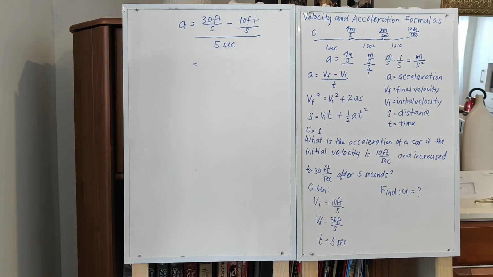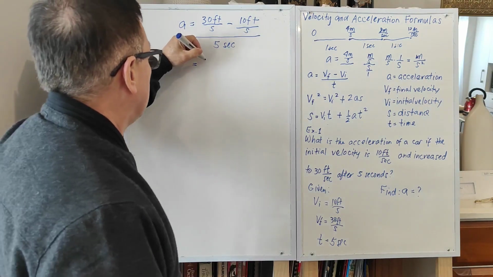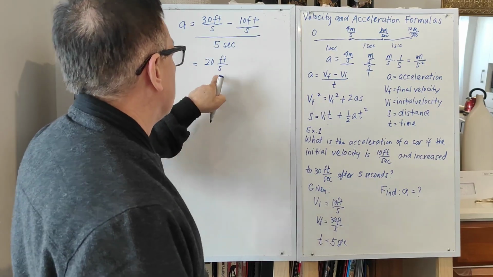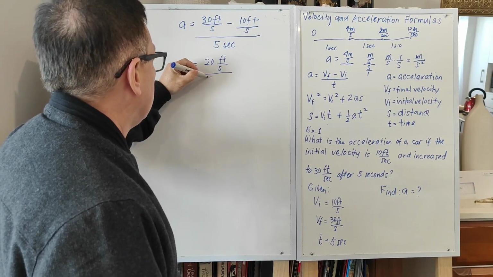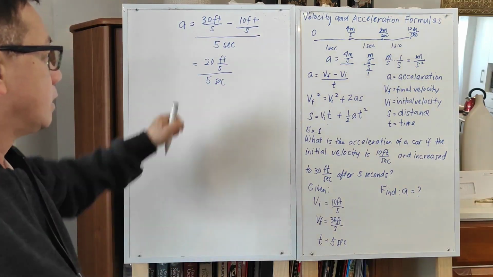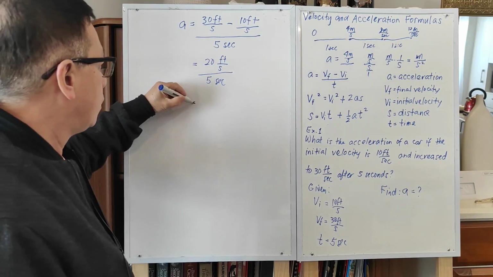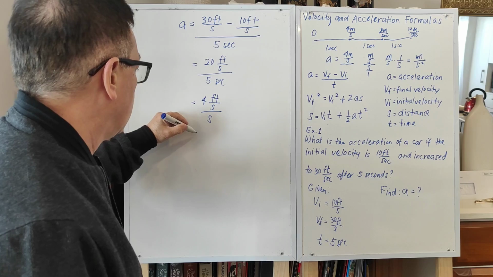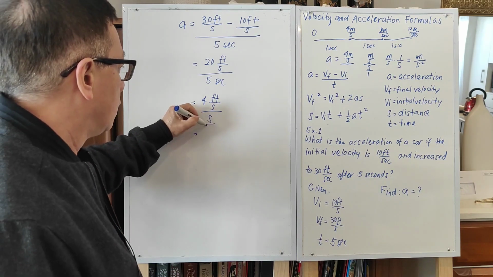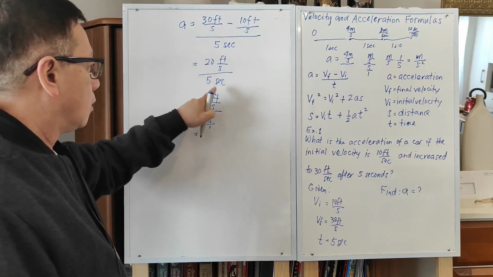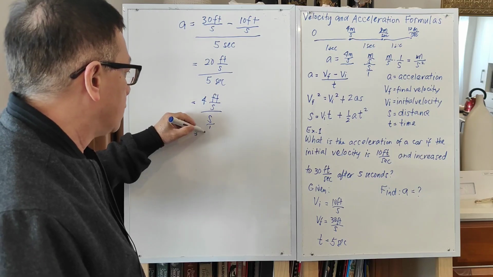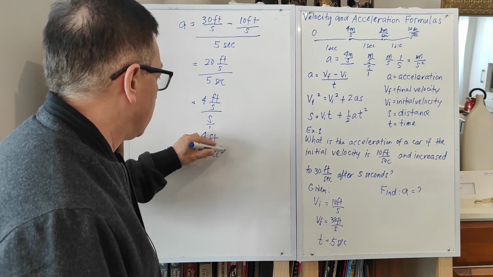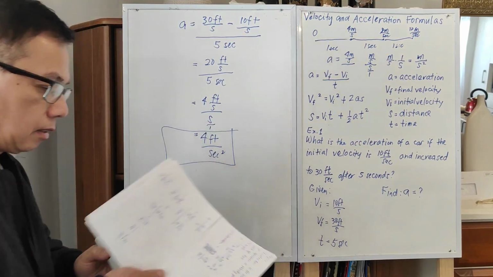So 30 minus 10 is 20 feet per second. They have the same units, so we can just copy the units, divided by 5 seconds. So 20 divided by 5 is 4 feet per second per second. So just like here, we can manipulate this. This becomes 4 feet per second squared. So this is your answer.